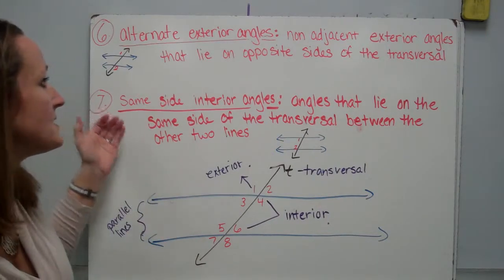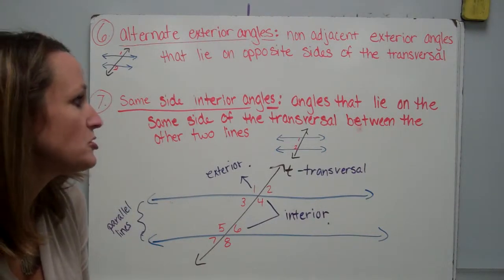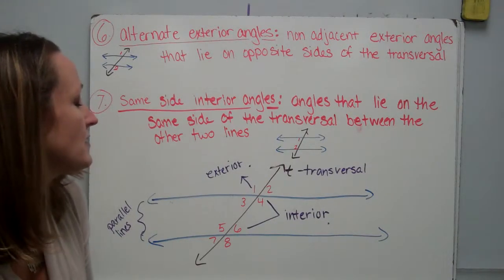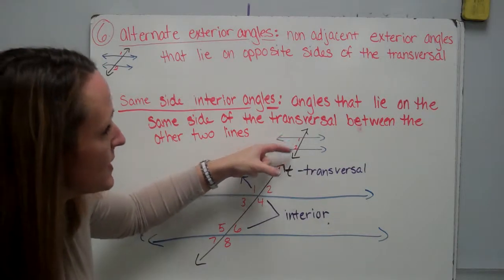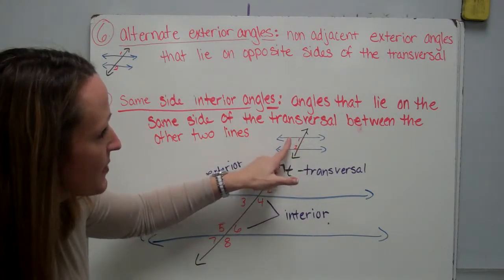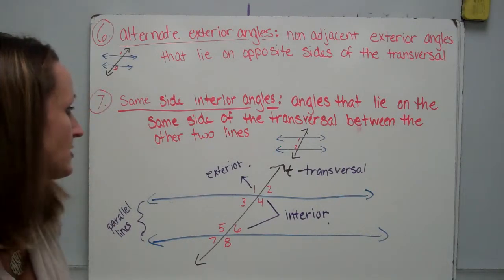Okay, then we have same side interior angles. And these are angles that lie on the same side of the transversal between the other two lines. So again, these are interior, they're on the inside. They're between our two parallel lines. This time they're both on the same side of that transversal. So same side interior angles.